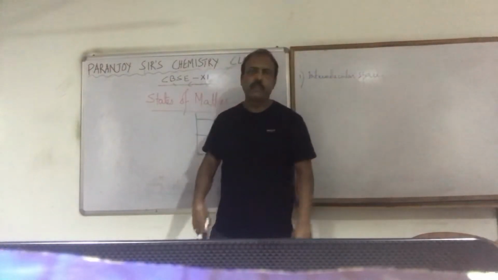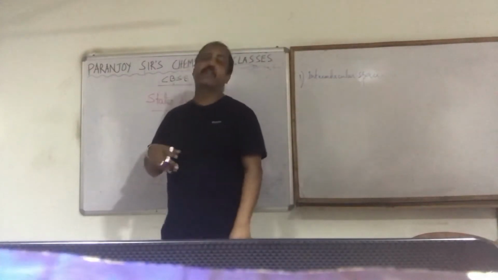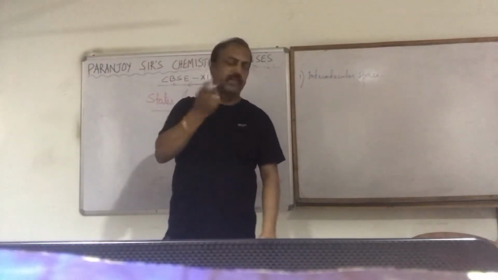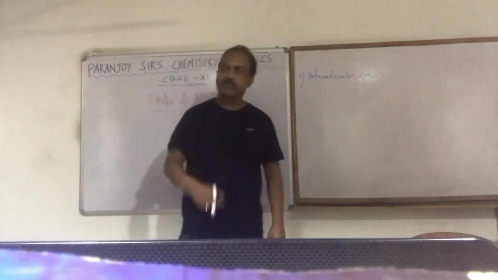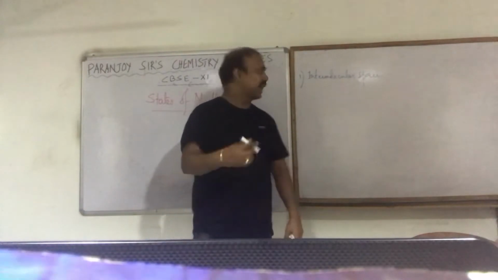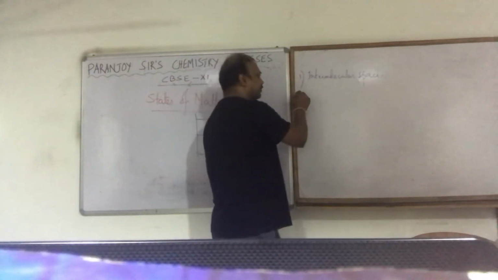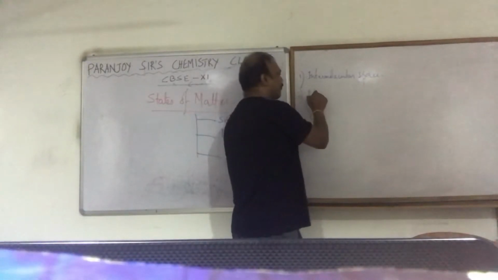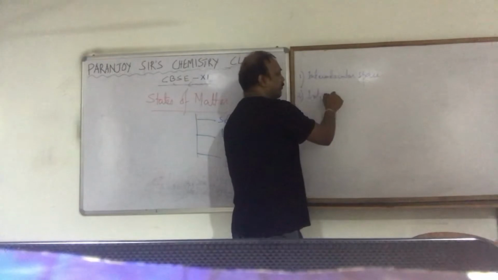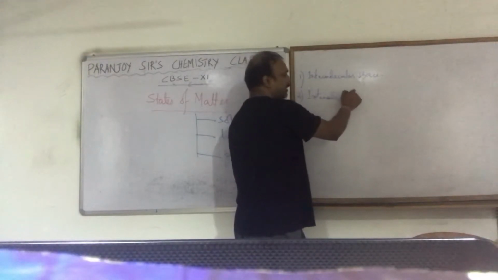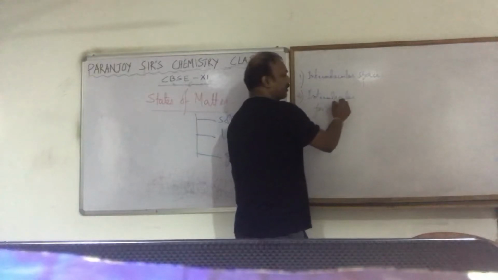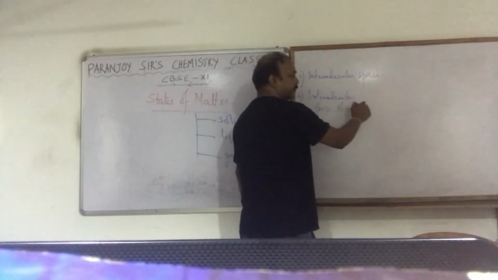Now, why is the intermolecular space in certain cases small, in certain cases big, and in certain cases in between, which we call moderate? That's because of the second factor, and that is called intermolecular force of attraction. All of you know it.